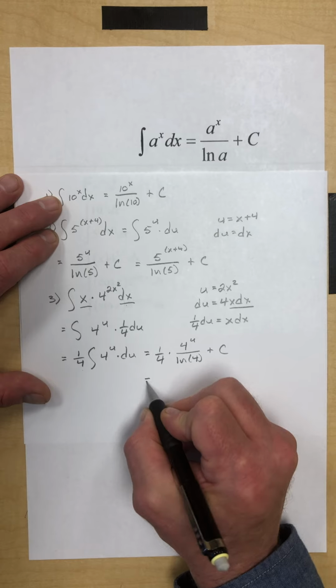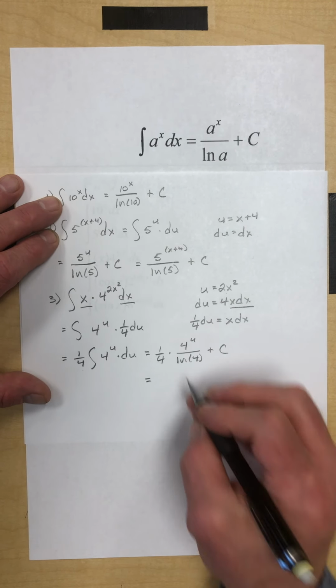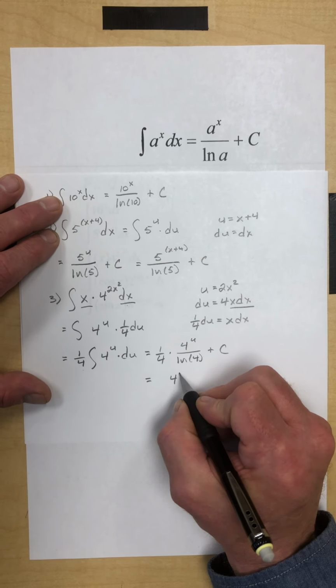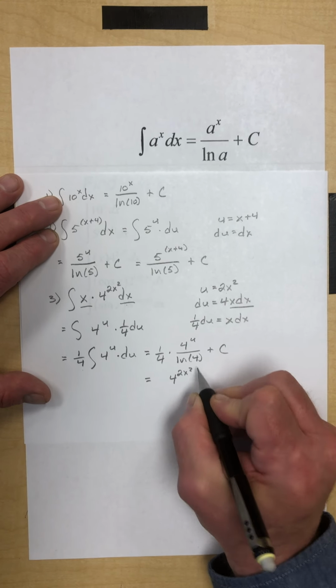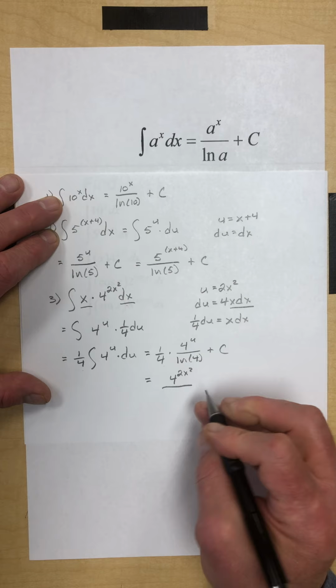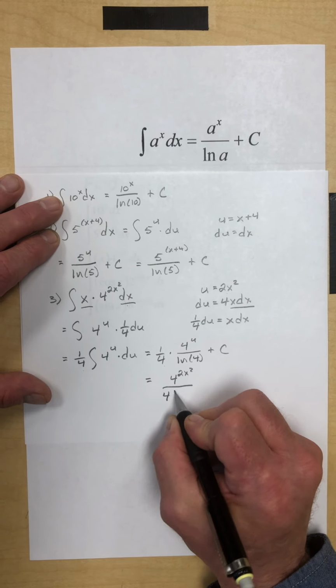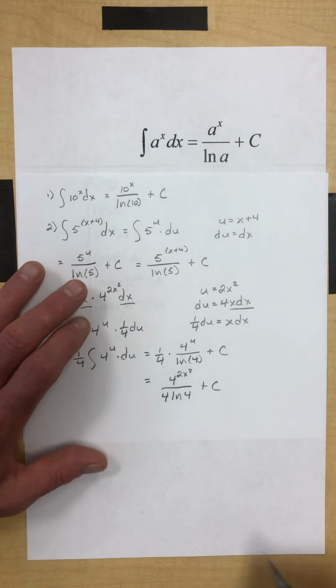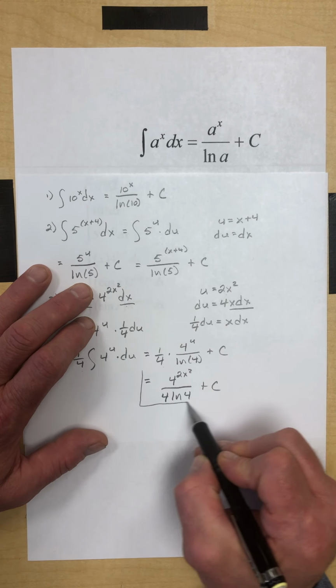Then we can substitute back in. That is going to be 4 to the 2x squared power all over 4 times the natural log of 4 plus c.